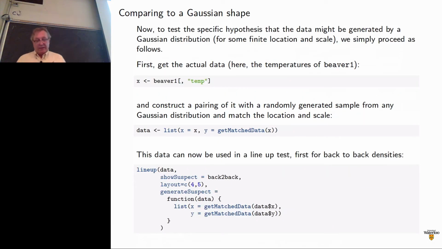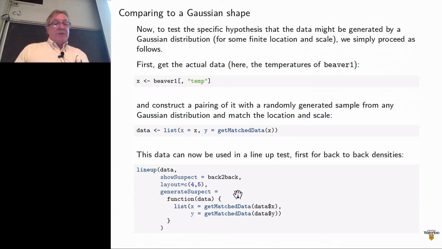So let's look at the beaver temperatures again. And let's take X to be the body temperatures for the first beaver. And so our data is going to be X is that value, Y is just going to be something that's normally distributed of the same size as X and matches on the median and interquartile range. Okay? So that's the data that we're going to look at. That's the data we want to be able to recognize in any lineup plot.